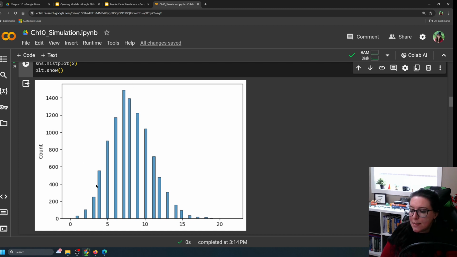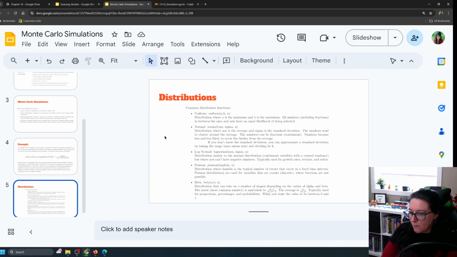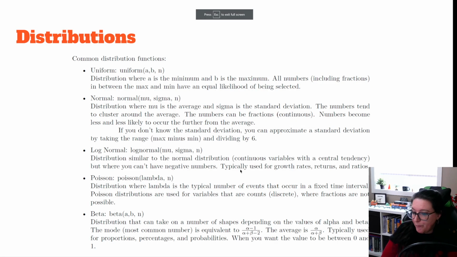And you can see that we have discrete because the bars don't touch each other. So you can have 5, but you can't have 5.4. And you can have 6 and 7. And we can have 8. Okay, so Poisson distribution. The last one we're going to look at here is the beta distribution.